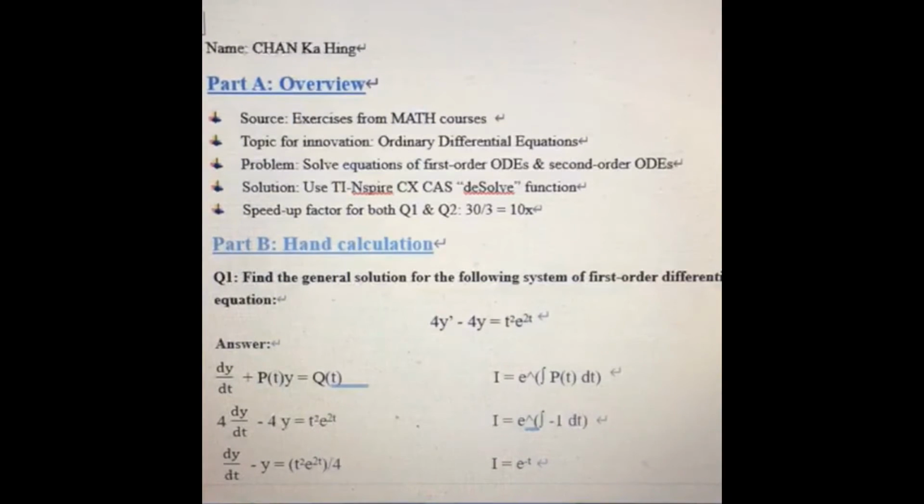I am Chen Kahing. My project topic is ordinary differential equations. This time, I will use the TI-Nspire CX CAS, the solve function, to solve equations of first-order ODEs and second-order ODEs. In the following time, I will share 2 questions and solve them by hand and calculator respectively.